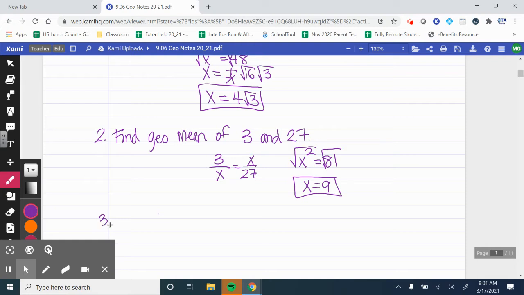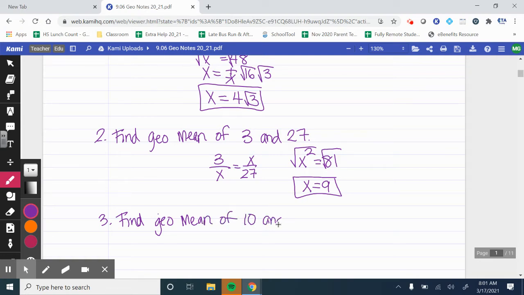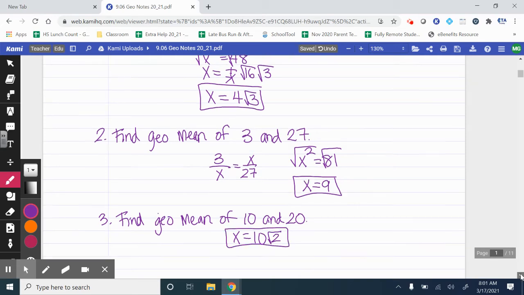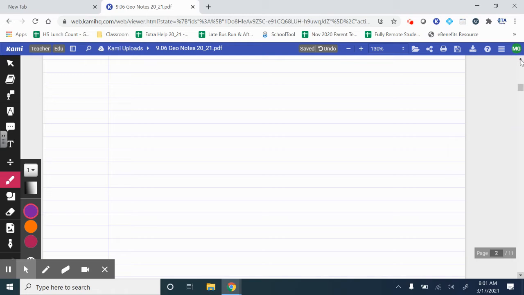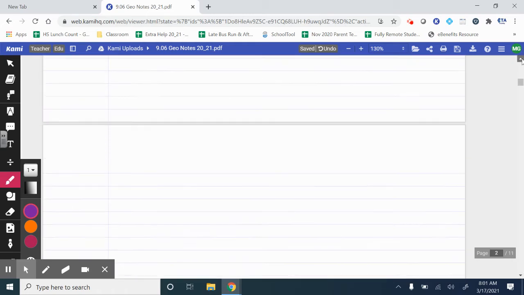And we'll do one more. Find the geometric mean of 10 and 20. Pause the video, go ahead and find the geometric mean of 10 and 20. All right, so for that one, you should have gotten x equals 10 radical 2 in simplest radical form. Oh boy, I'm jumping a lot.